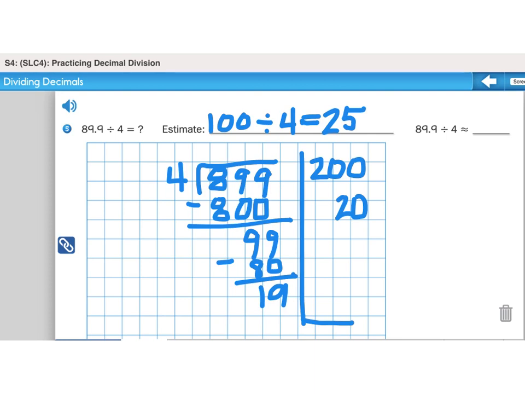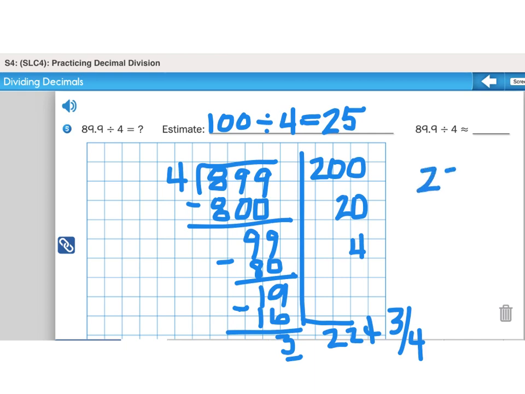19. 4 will go into 19 4 times. 4 times 4 is 16. 19 minus 16 is 3. So that gives us an answer of 224 with the remainder of 3. So if I turn that into a fraction, it would be 224 3/4. Then I can say, well, that would actually be closer to 225. So I'm going to say my answer is 225 because I just rounded that up.